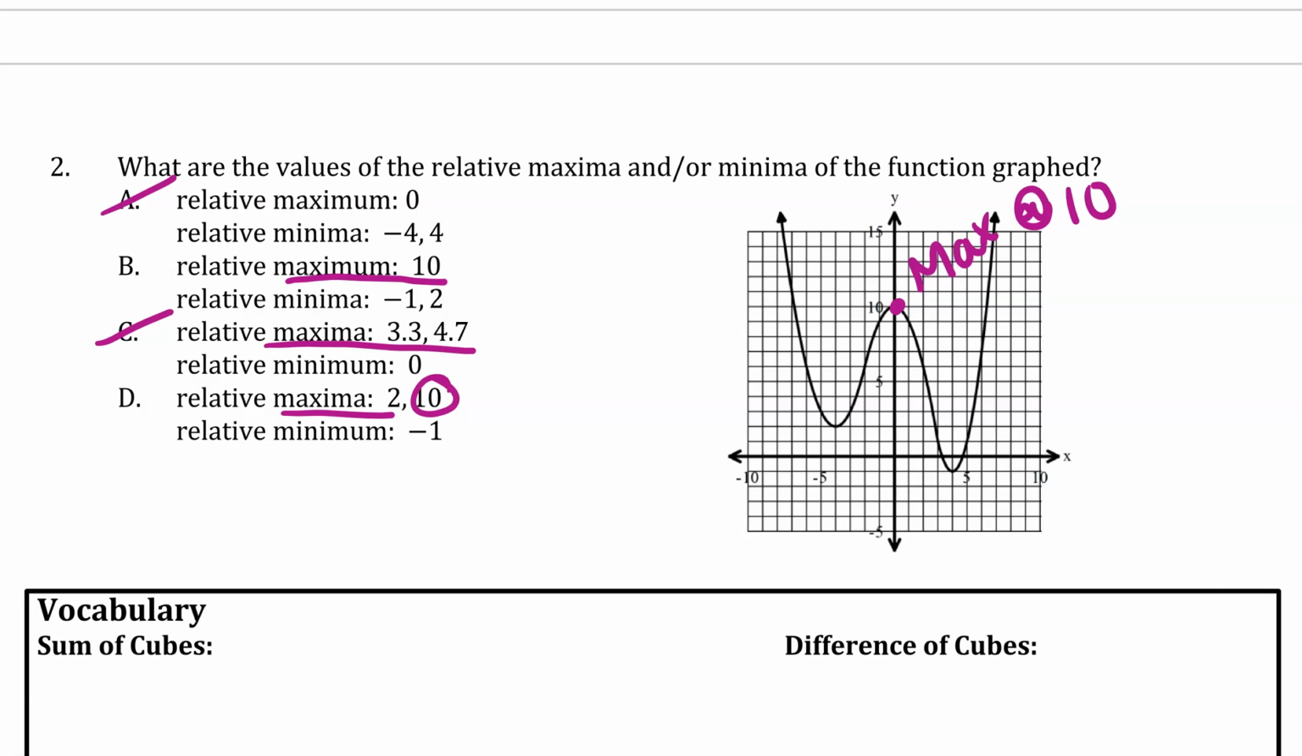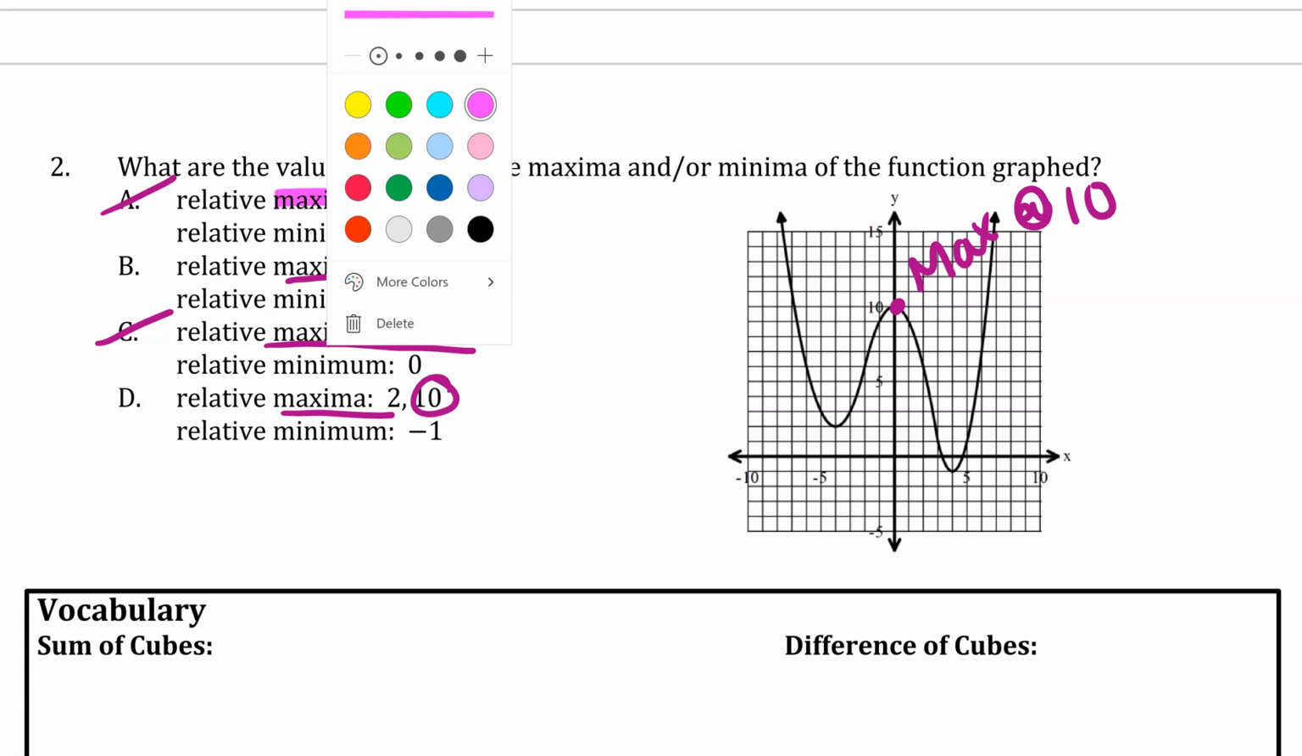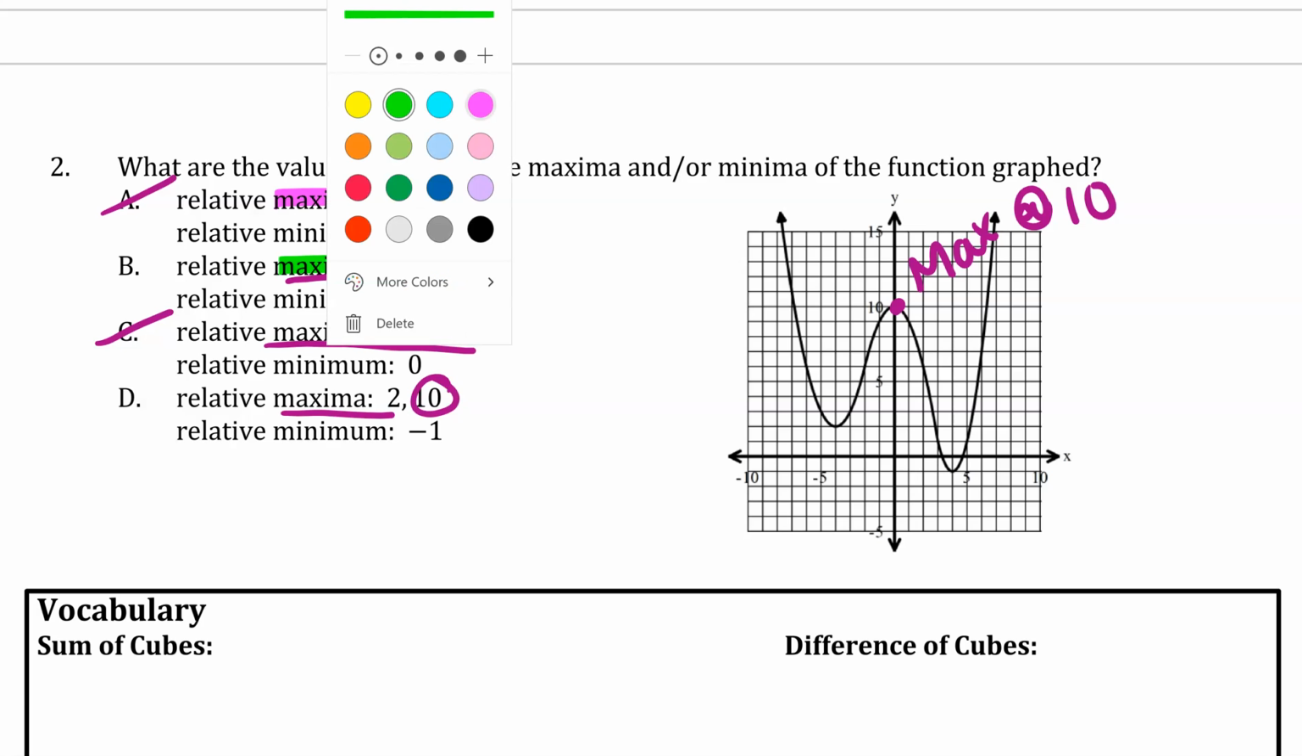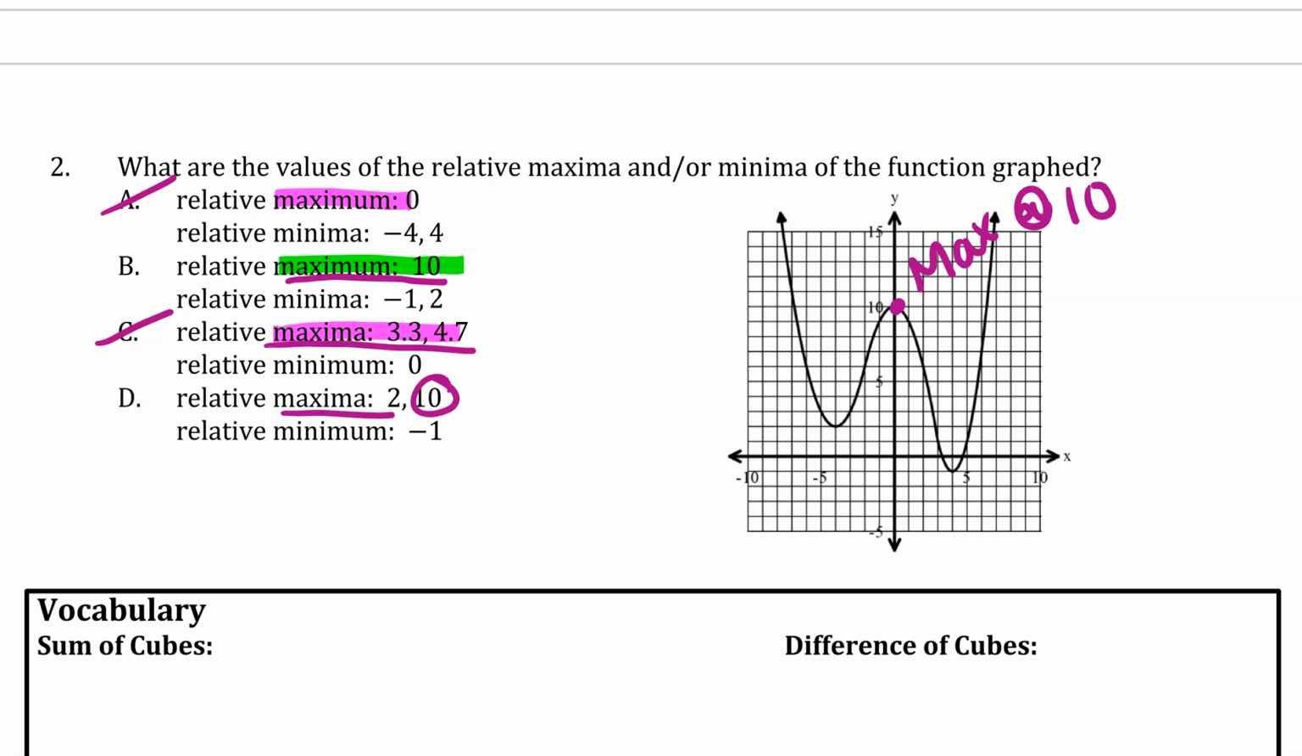So far, I noticed that there was a maximum at 10. So I went through and I eliminated A because it said its maxima was 0. That's not working for me. I kept B because B said that the maximum was at 10. Awesome. I eliminated C because C also said maximum not at 10, so I don't care.